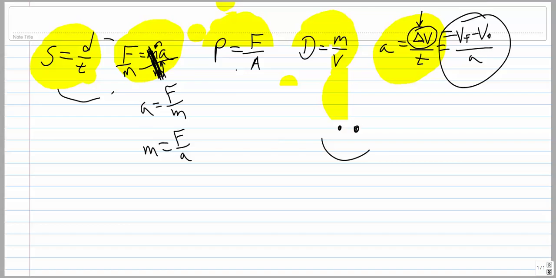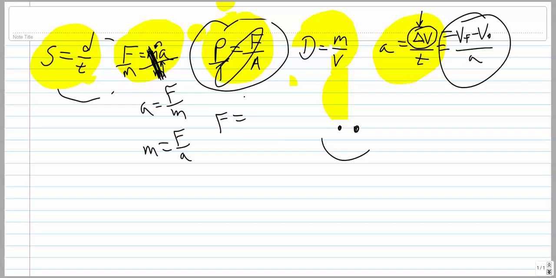So let me mess with one more of these. I'm going to pick something to get alone. Let's say, how about a really fast, easy one? What if I want F by itself, or force? Well, I could do the cross multiplying thing. Okay, F times 1 is F, and that equals P times A. That's pretty easy. I could have done it like that. That's a breeze. Or I could have done it like this. P equals F over A.